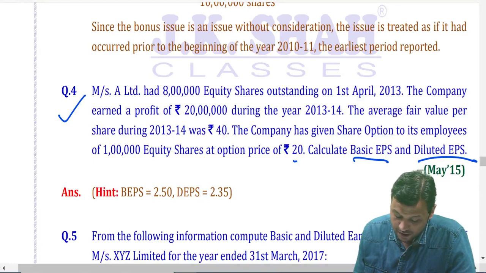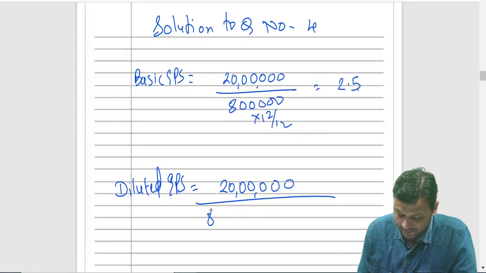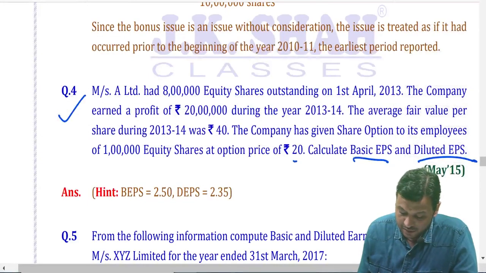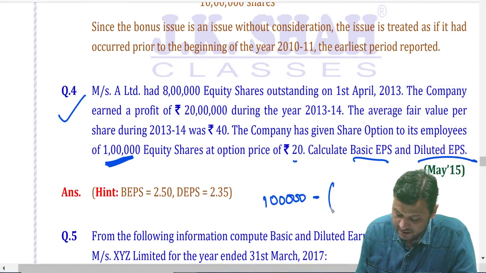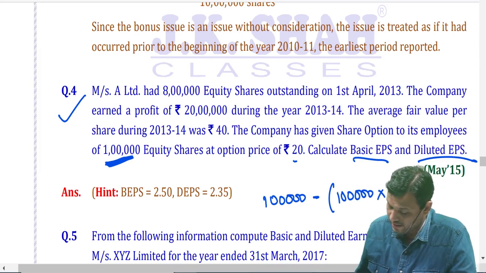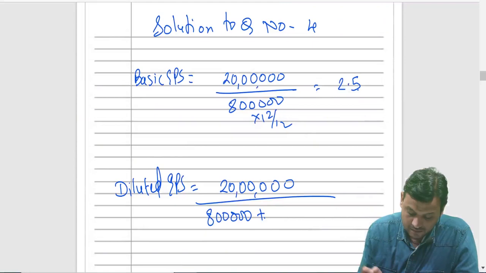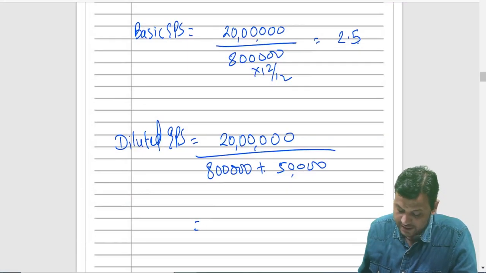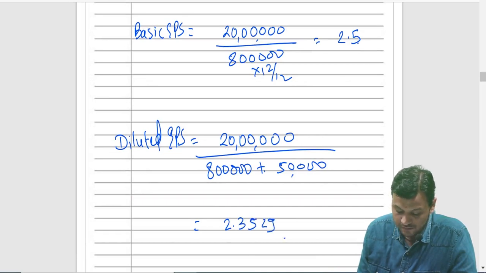Diluted EPS. Now, what would be diluted EPS? 20 lakhs divided by 8 lakhs plus number of options. How many options are there? 1 lakh. So 1 lakh minus 1 lakh into 20 divided by 40, exercise price divided by fair value. So 1 lakh into 20 divided by 40 is 50,000. So 1 lakh minus 50,000 is 50,000. So 20 lakh divided by 8 lakh 50,000, which gives me 2.3529.